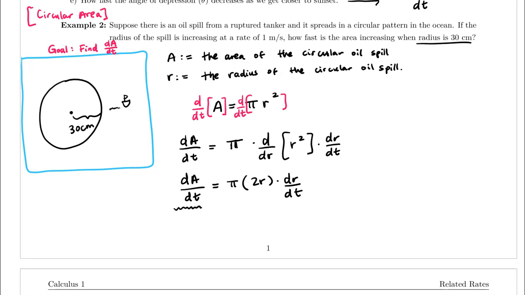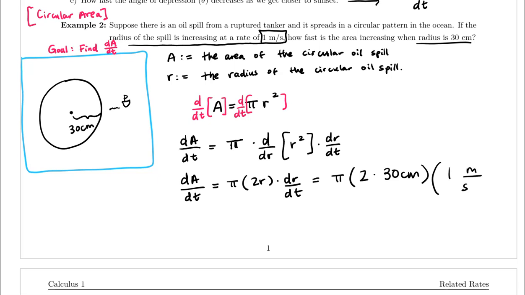Again, our goal is to isolate or find dA/dt. That means that for all of our other unknown values, we should be able to plug them in with numerical values. So dA/dt is equal to pi times 2 times our radius, which is 30 centimeters. And then dr/dt represents the rate of change of our radius, which it says that the radius of the spill is increasing at a rate of 1 meter per second. So I'm going to put 1 meter per second.